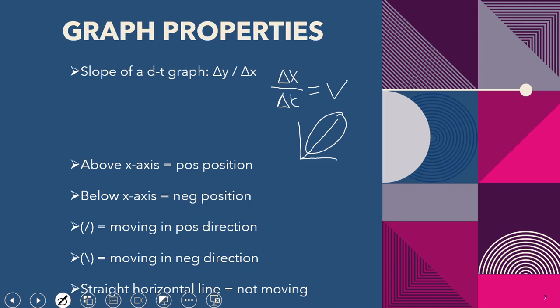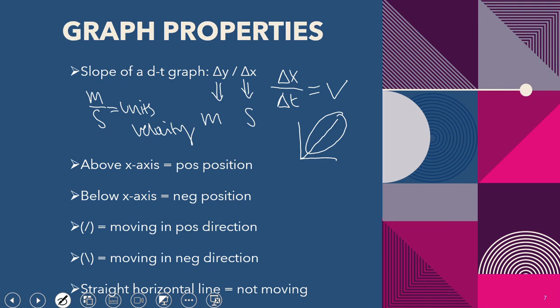And another maybe easier way to look at this is looking at the units of each axis. So the y-axis units are meters, which is for displacement, and the x-axis units are seconds, which is for time. If you divide meters by seconds, you get meters per second, which is actually the units of velocity.